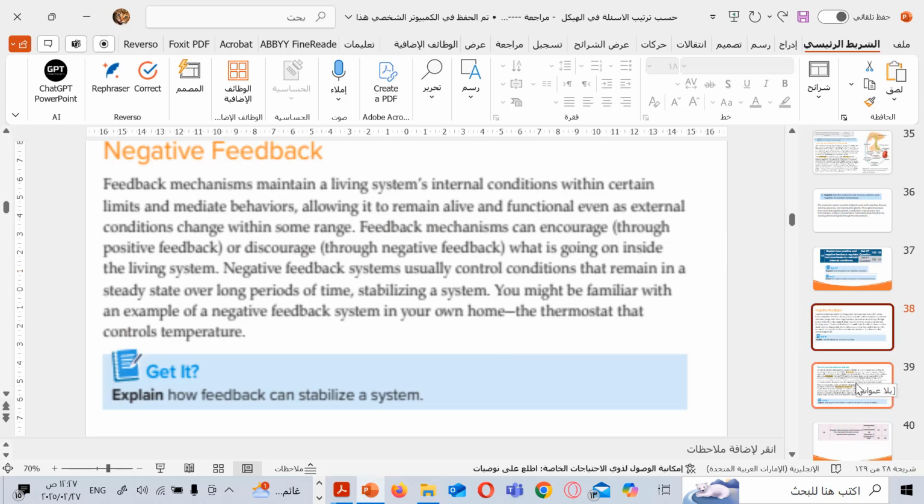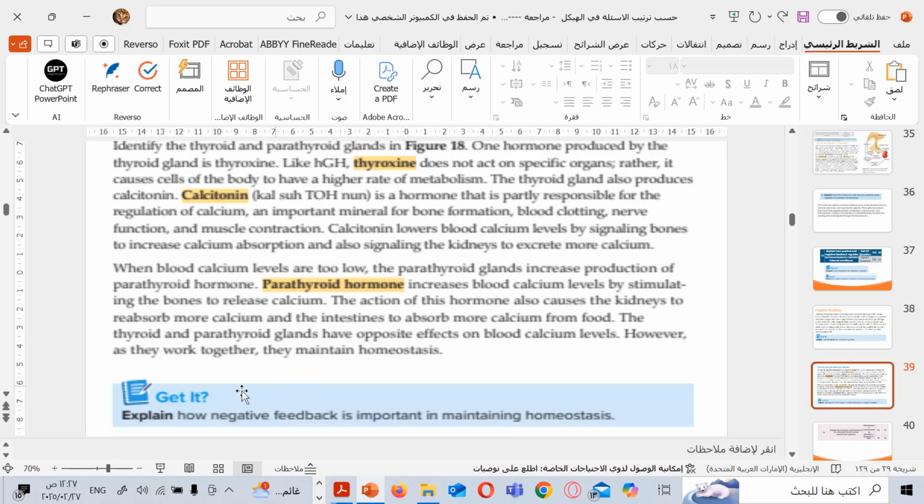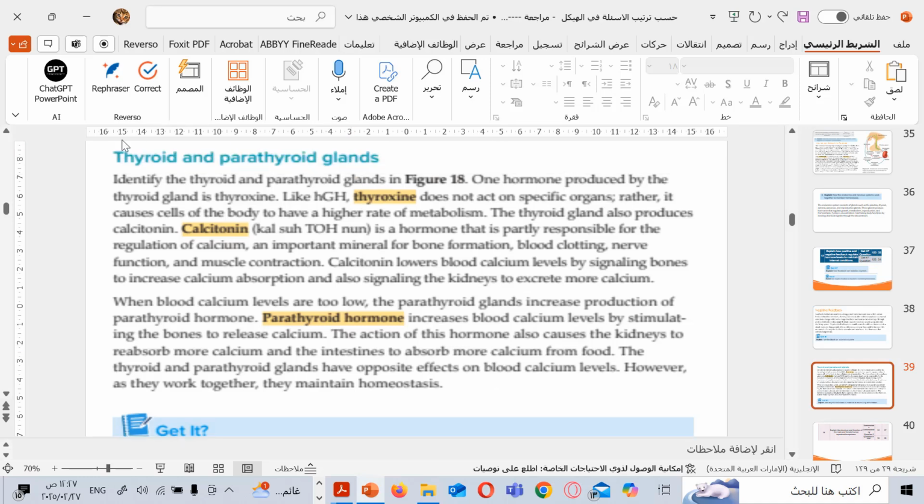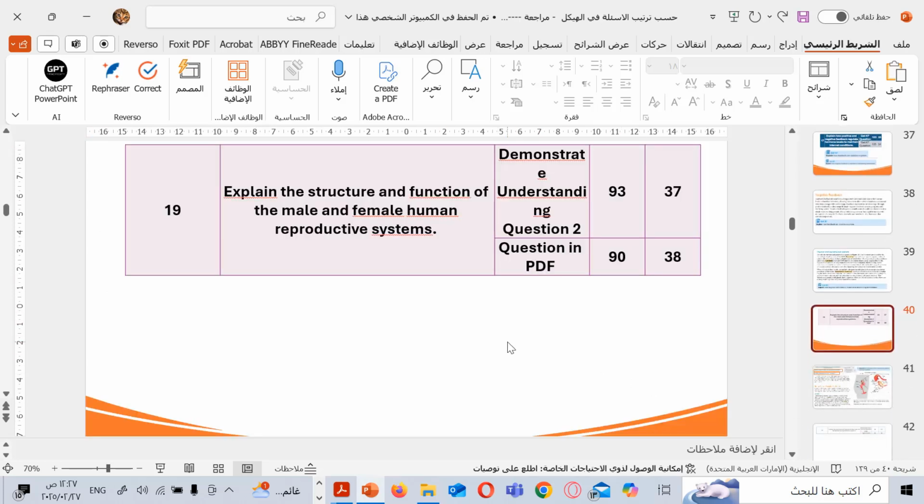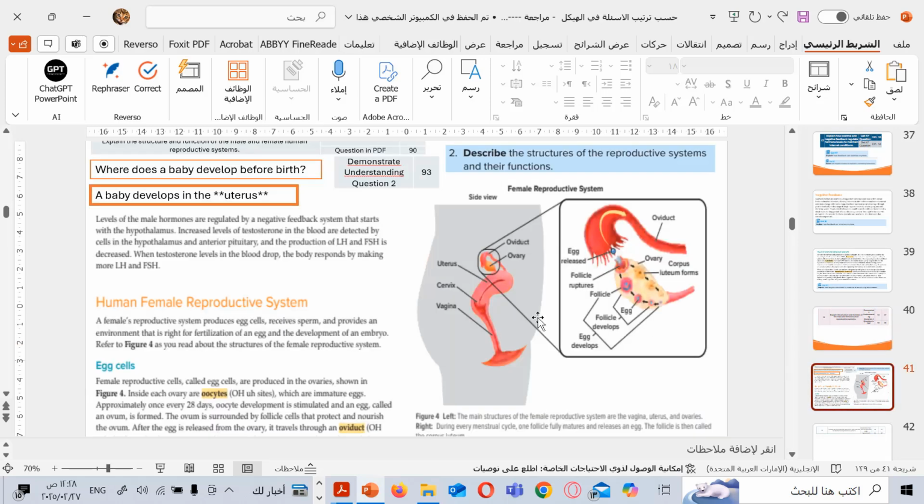And the other question will be here: explain how negative feedback is important in homeostasis. Okay, you will see it here, so you must study this one well. After that, question number 19, demonstrate understanding, question number 2, and the question in PDF. We will see these questions here.